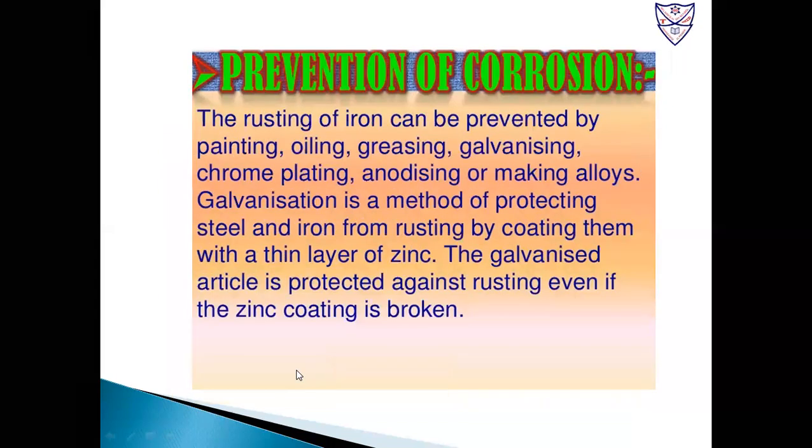Yes. Now, how to prevent it? We have discussed right now: painting, oiling, greasing, galvanizing, chrome plating, anodizing, and making alloys. Galvanization is a method of protecting steel and iron from rusting by coating them with a thin layer of zinc. We have taps at home. They do not get rusted. So how do you prevent it? That is by making a coating of chromium or a zinc coating.